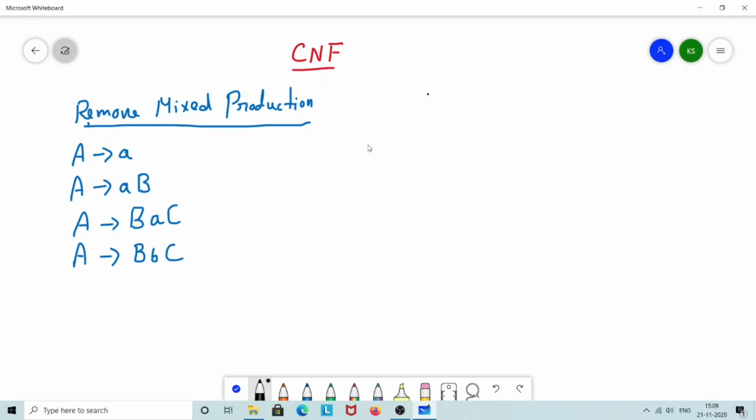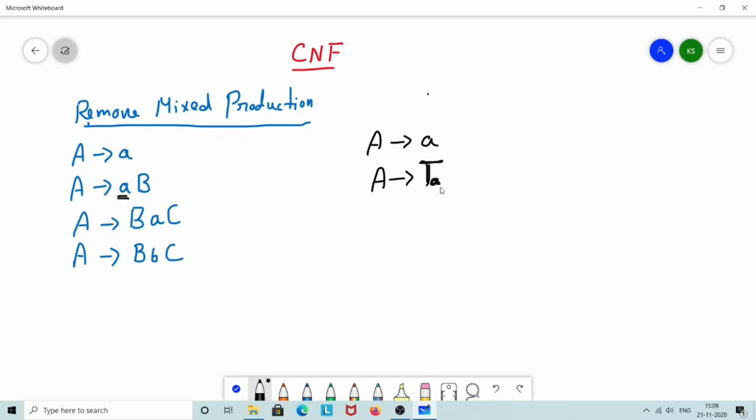The first one can be written as it is. So A gives A because there is no mixed production. Second one, if you observe, there is a mixed production of a terminal followed by a non-terminal. So what I will do is, I will replace the first terminal A with a non-terminal. I'll name this non-terminal as TA. So this is a single non-terminal name.